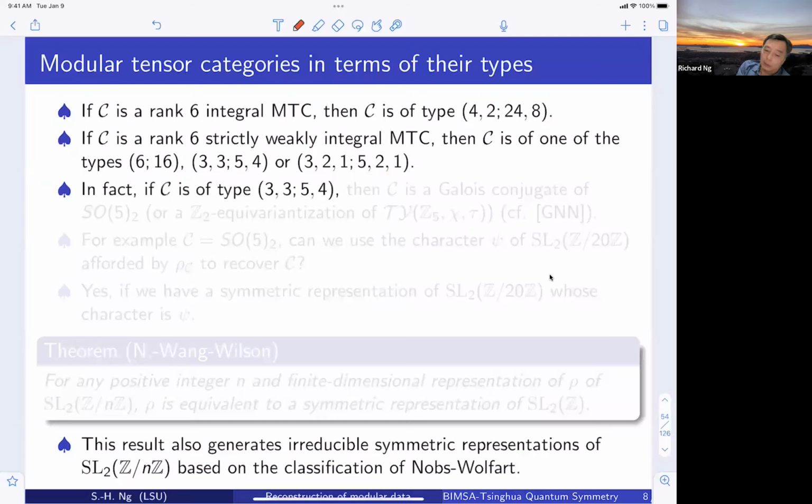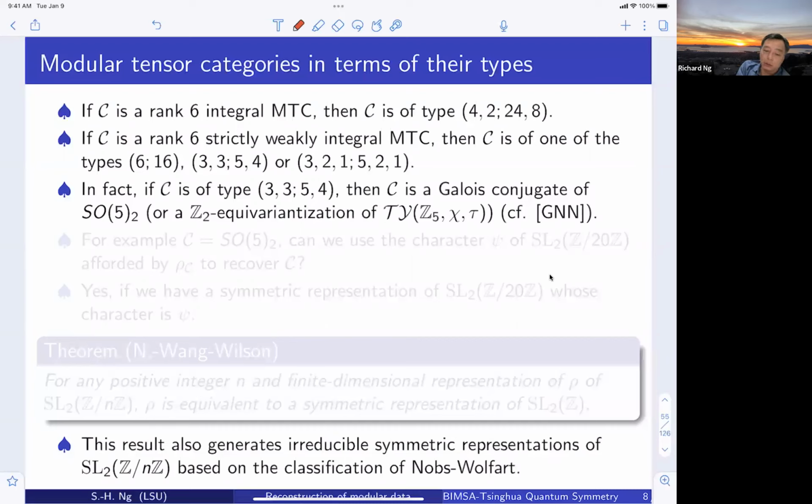For 3, 3, there's only one type, which has levels 5 and 4. And the same as 3, 2, 1 has only one type, which gives you the modular data, which is 5, 2, 1. So these types are uniquely determined. I mean, they exist in a unique way. So let's look at this one. This is type 3, 3, levels 5 and 4, which is a 3-dimensional representation of SL2 of levels 5 and 4. Then in quantum group notation, this is SO5 level 2. But they can also be realized. This is another one.